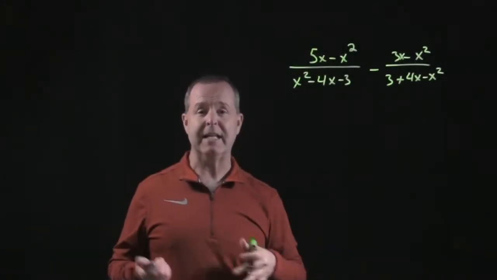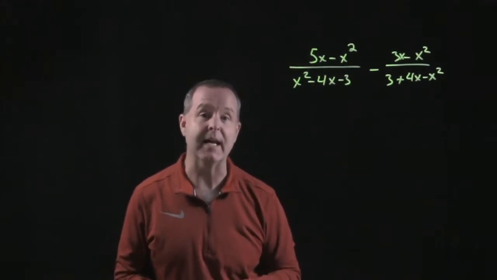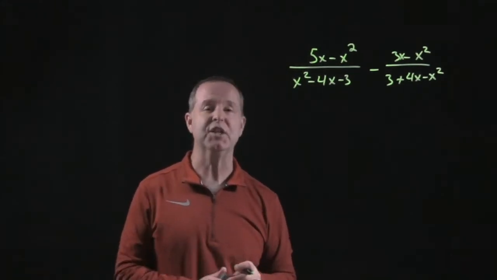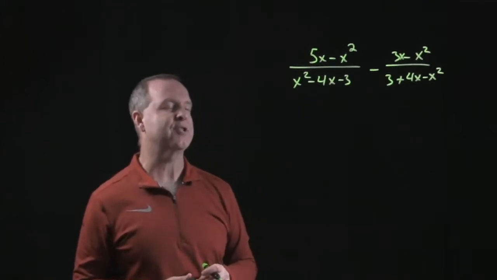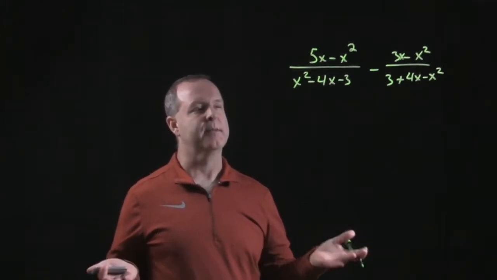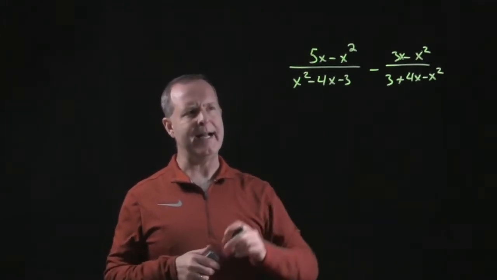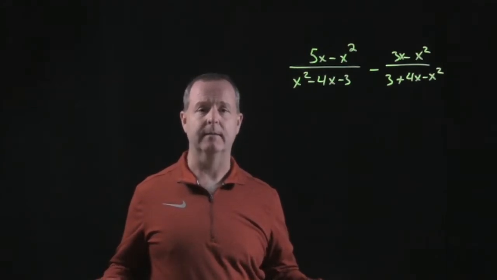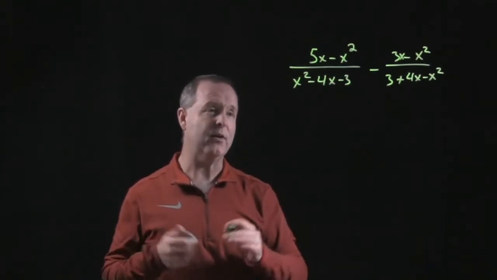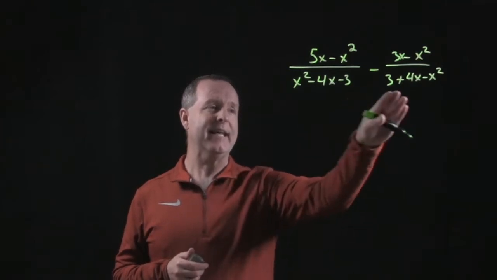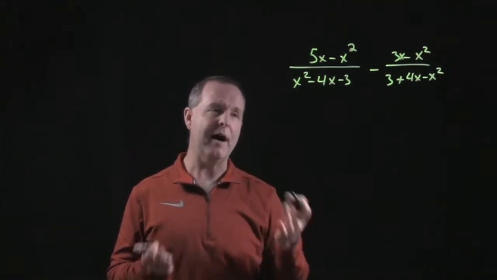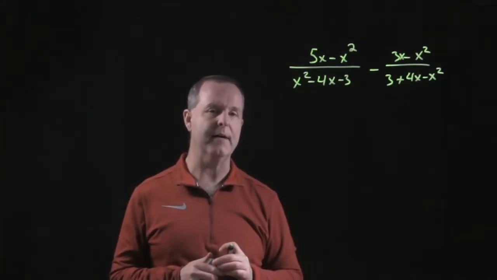All right, this problem looks like kind of our exit ticket out of this section of working with addition and subtraction of rational expressions. It's a subtraction problem. I do not have a common denominator, but if I inspect it closely, I see that each of the terms are off by a factor of negative 1 compared to the other.